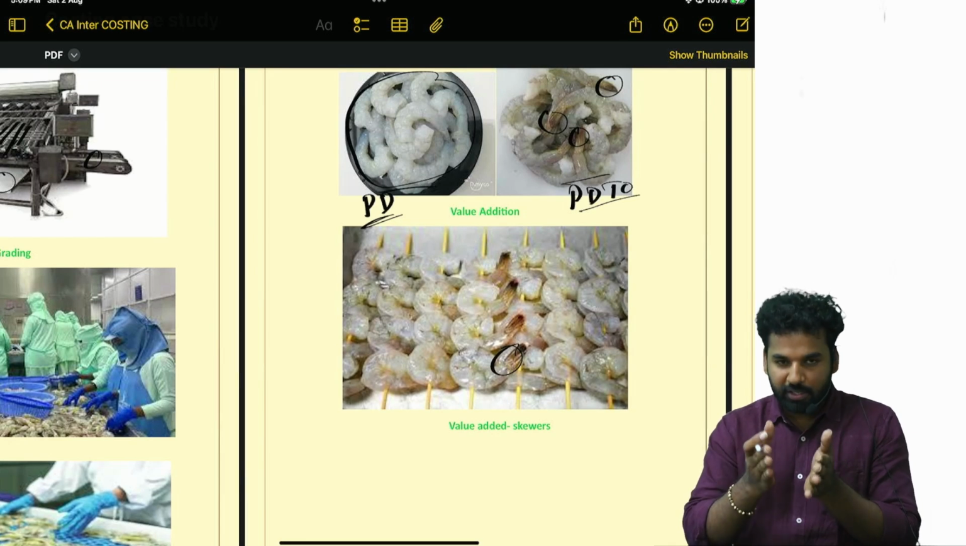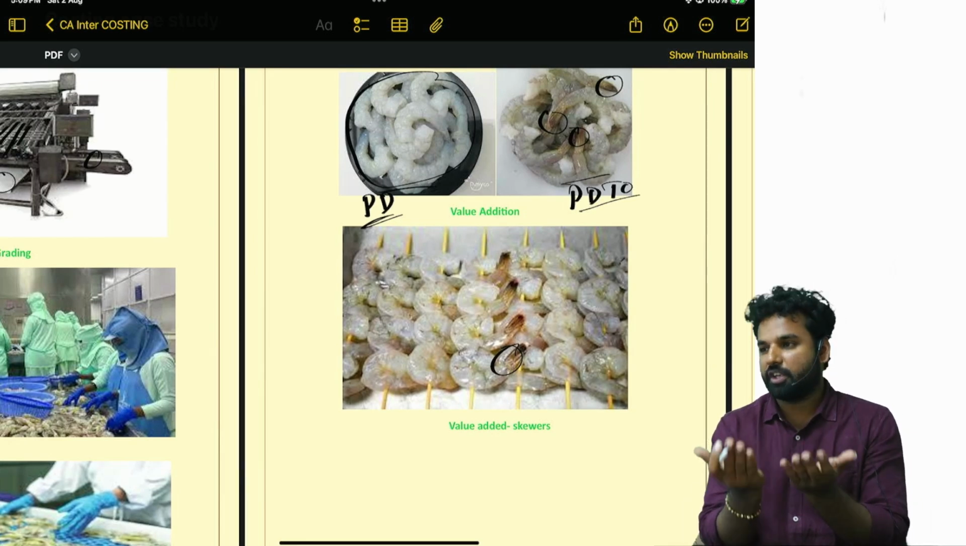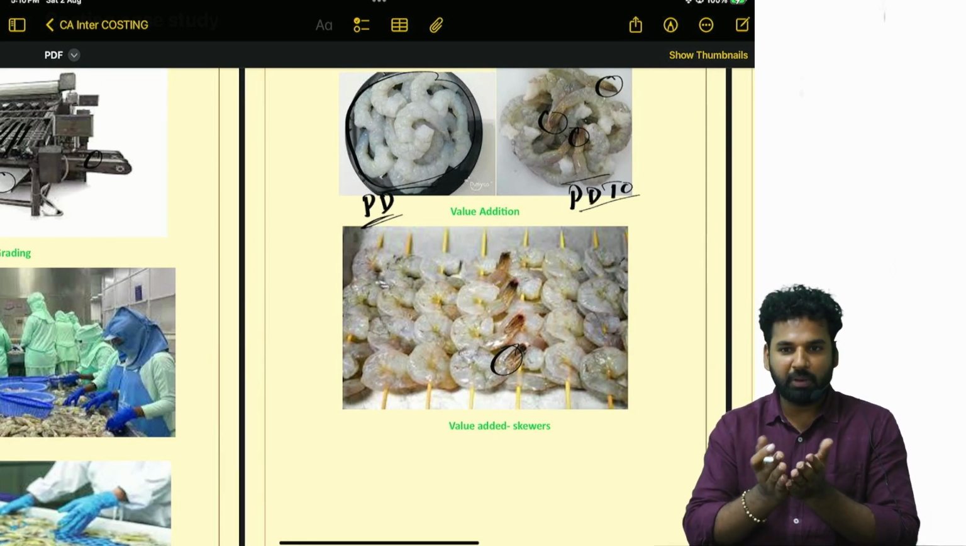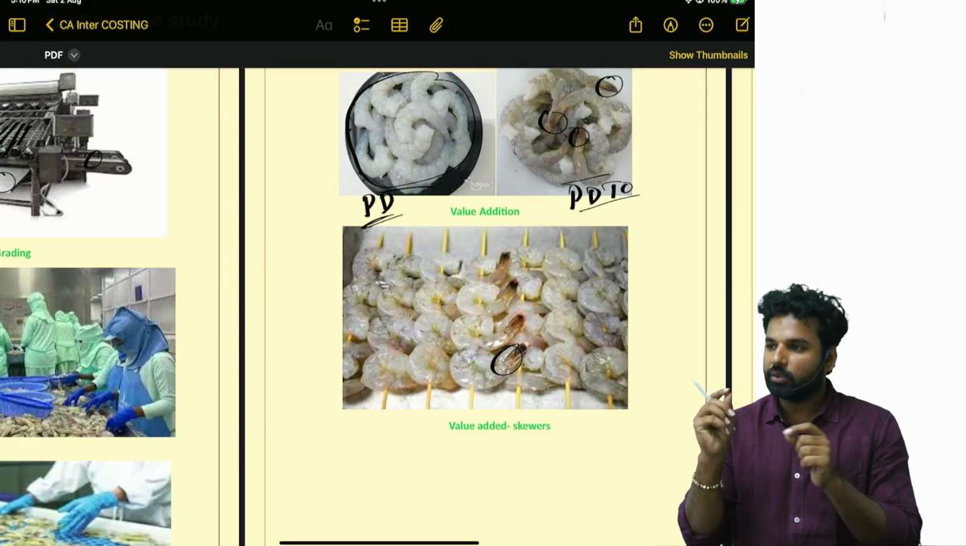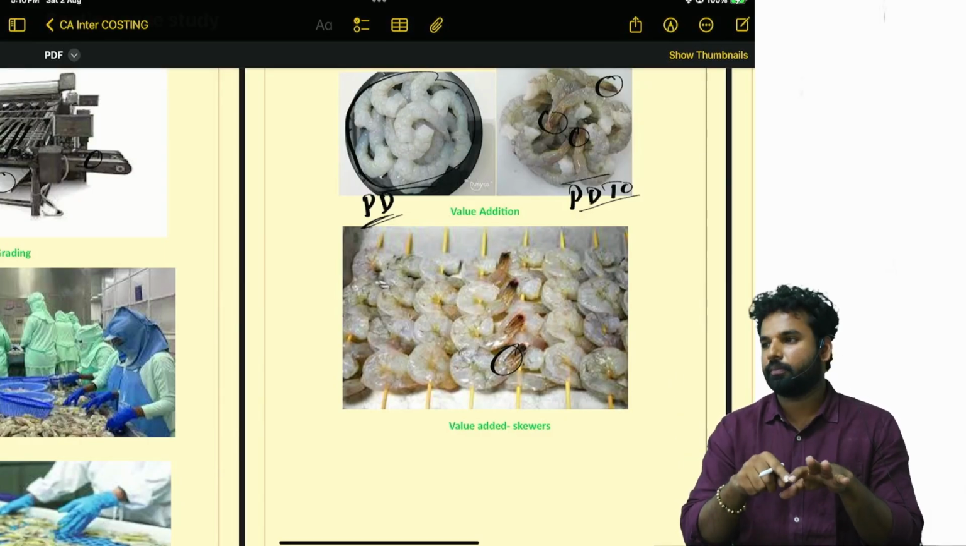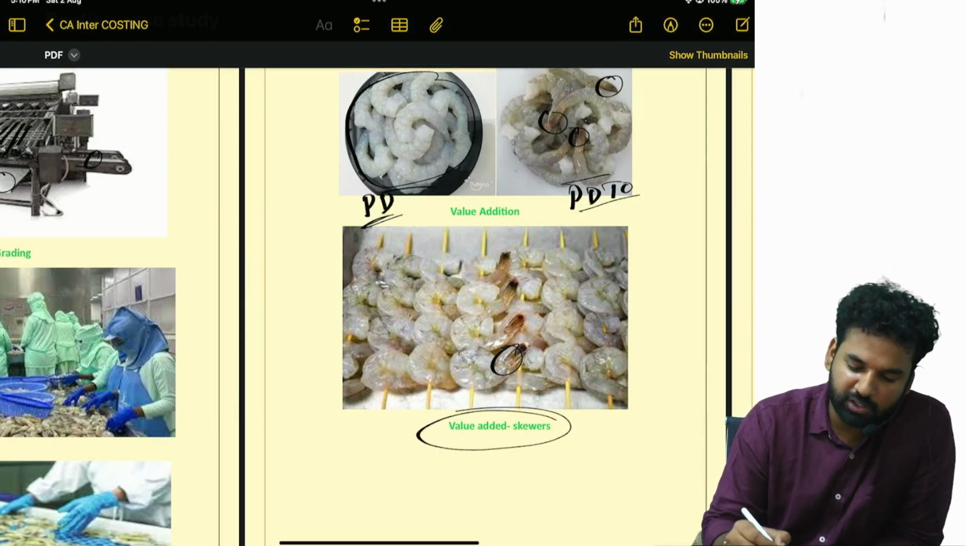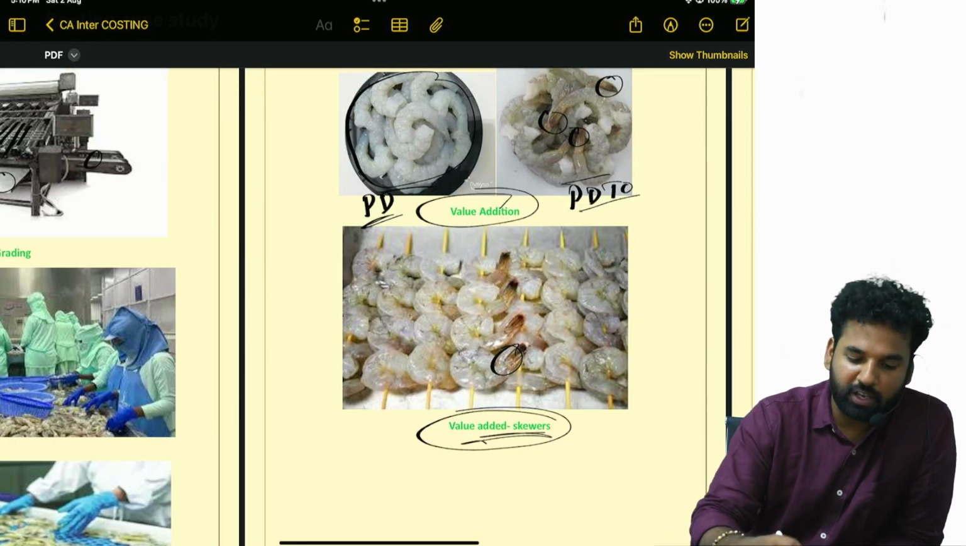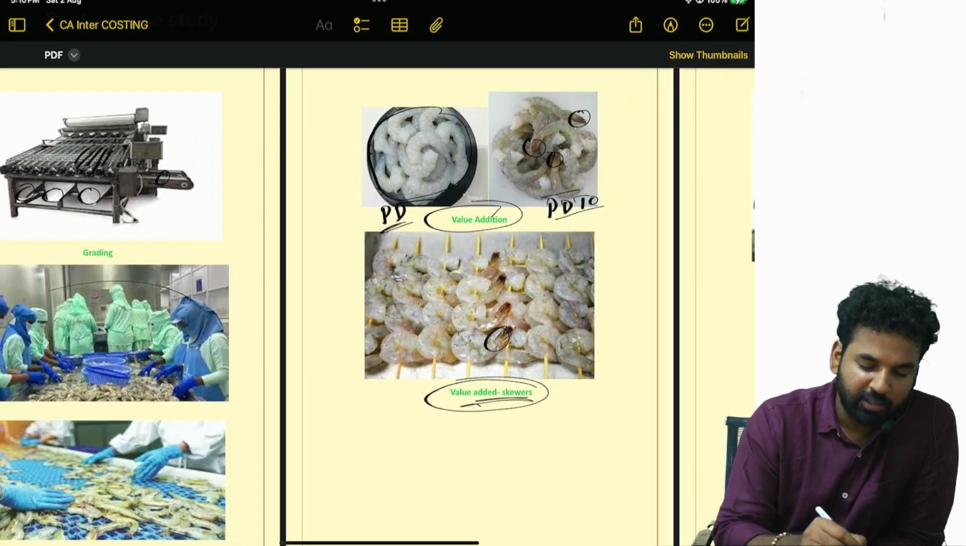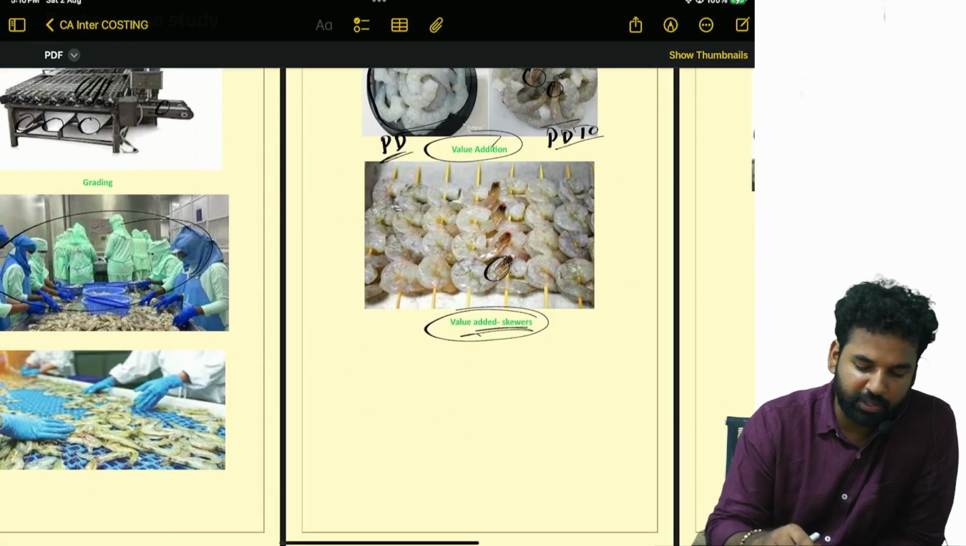Now let's see. These pieces will be cut into a butterfly shape. Like this, based on the buyer requirement, these value add activities will be made in the company, in the processing. So these are value addition, made by the workers.